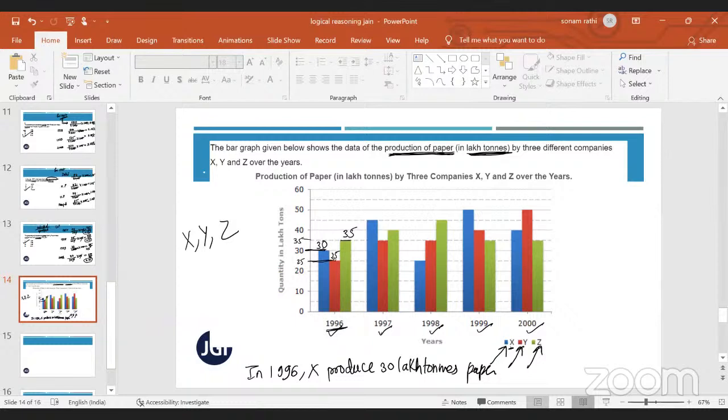Similarly, 1997: 45, 35, and 40. This one, 25, 35, and 45. This is 50. This is 40, and this is 35. This is 40, this is 50, and this is 35. Is the data clear to everyone? Is it clear how to read a bar graph?